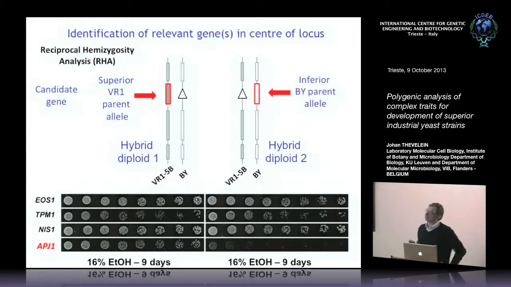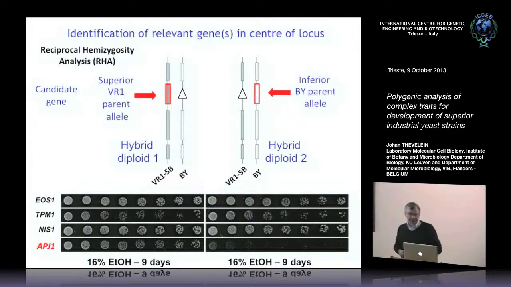And we have done that for all the genes in the locus. I have only shown four here. You can see for this gene, there is no difference in ethanol tolerance. For this gene, there's also no difference in ethanol tolerance. The next one is the same also. But then you see for the APJ1 gene, the allele of the superior parent, the Brazilian parent, clearly gives better growth on ethanol than the allele of the inferior laboratory strain. It's indicating that APJ1 has a mutation that helps to establish high ethanol tolerance.